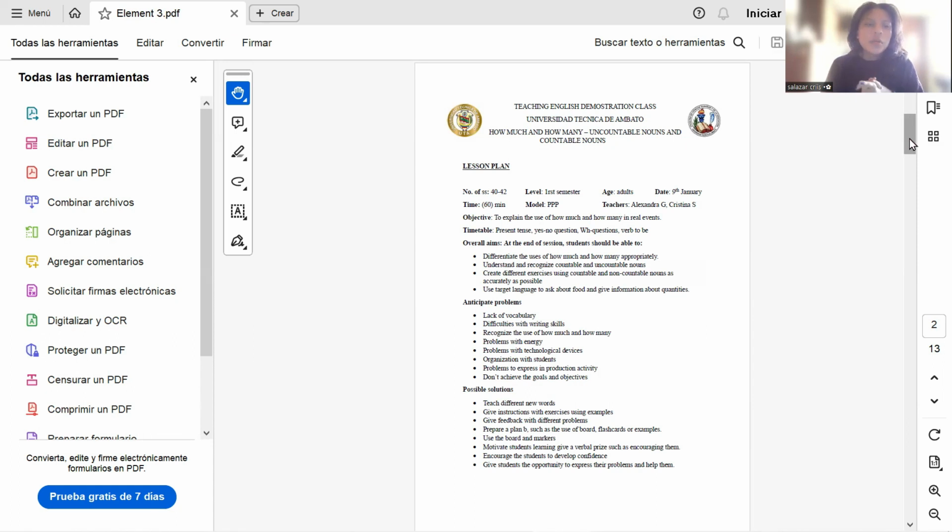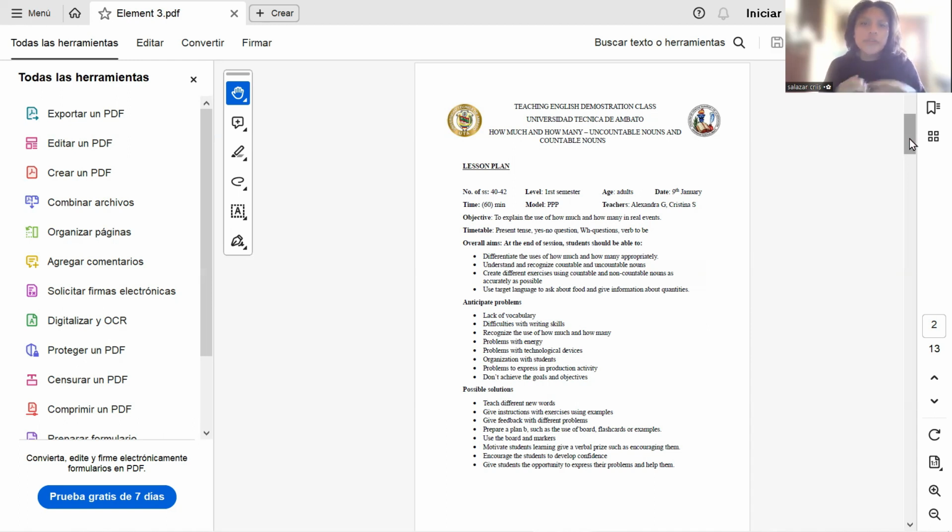The timetable is according to the knowledge already acquired by students, and we consider present tense, yes/no questions, wh-questions, and the verb to be. As a second point, we have overall aims, which are according to what the students are going to learn at the end of the session.